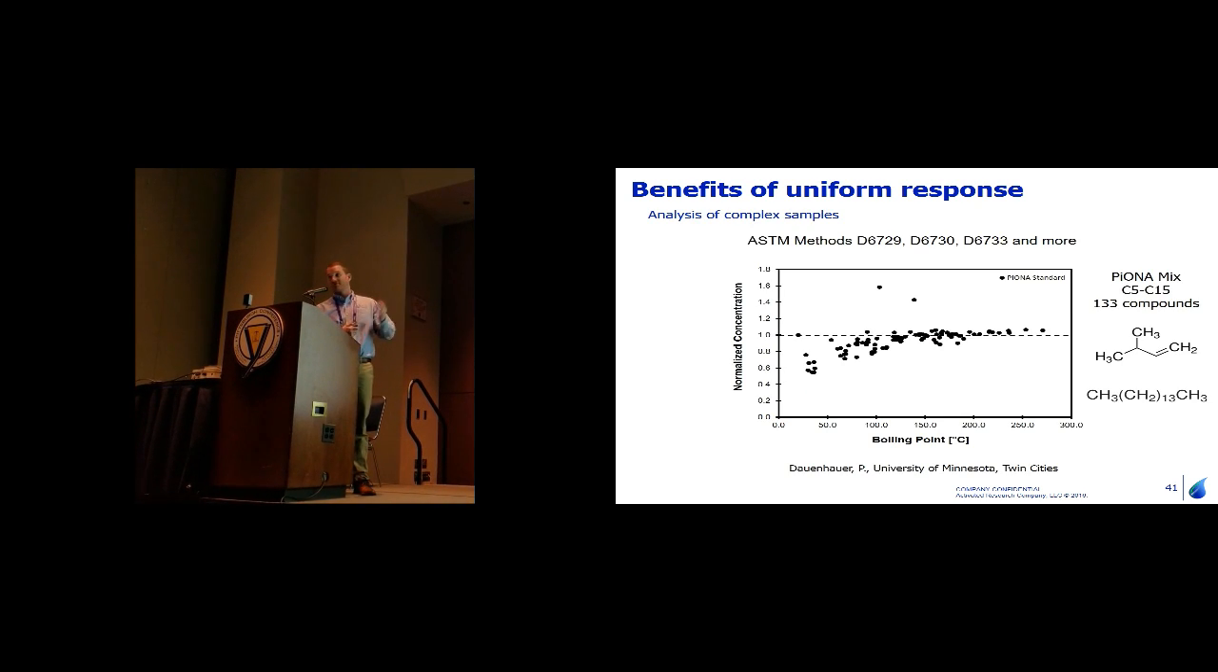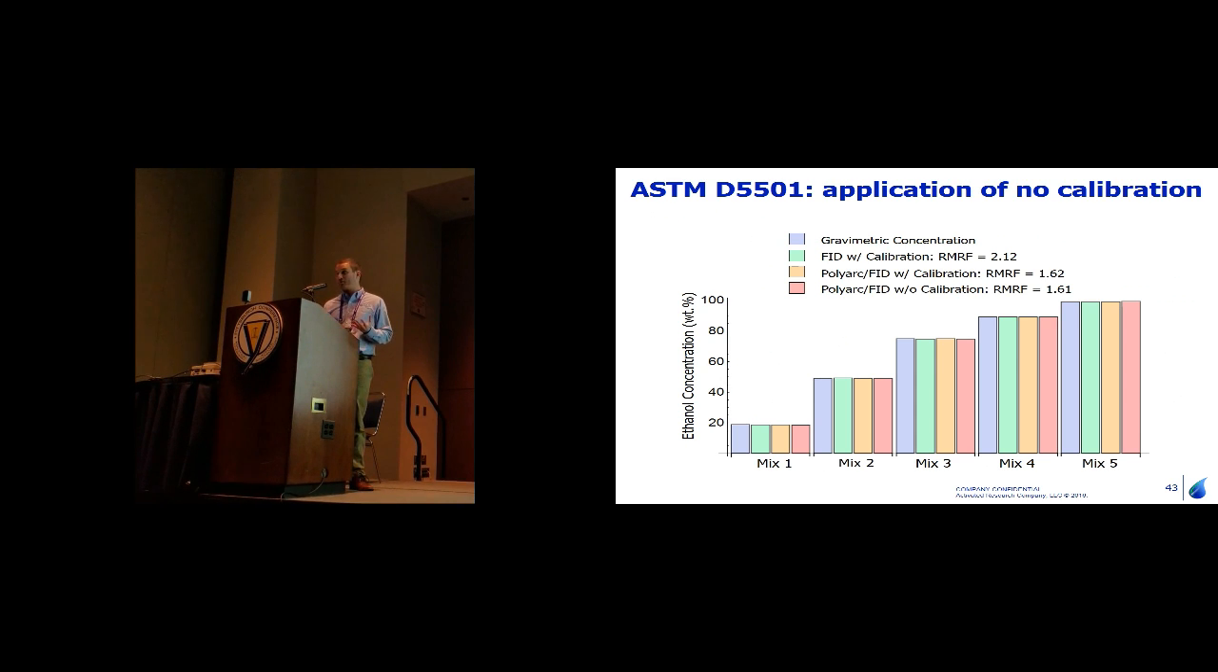So some of the examples that we've seen out there, this is from Paul Downhauer at the University of Minnesota. He saw a PIANO mixture with a number of different hydrocarbons and realized quickly that that mixture had a lot of errors in it. So the standard actually had errors in what it was made, and it was boiling off. So he quickly was able to make his own mixture and figure out that the Polyarc was diagnosing an issue with that standard that he had purchased. ASTM D5501, able to quantify ethanol without calibration.